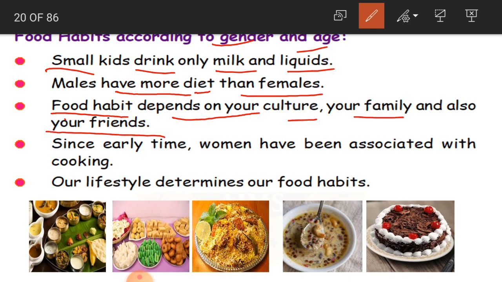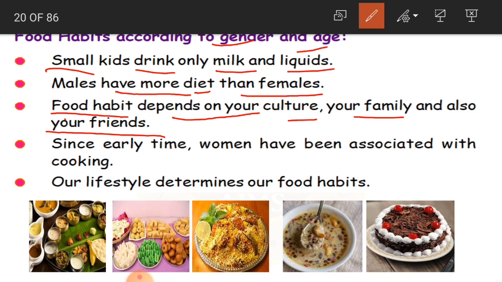So in the beginning also we learnt that food habits depend on your culture, our culture. Every region, every religion, every place has got its own culture. Every family has got its own culture. So according to that, the food habits depend.